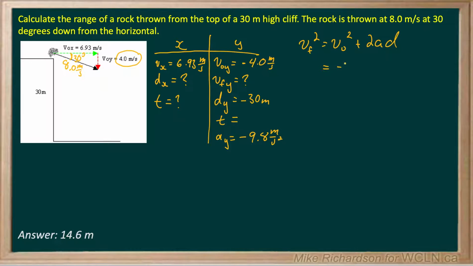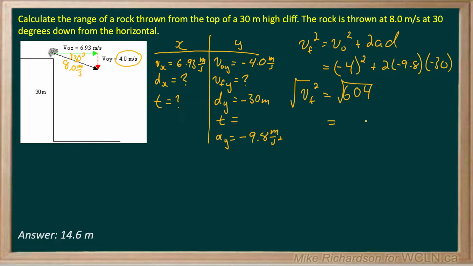So v initial was -4. I've got to square it, so the negatives don't really matter in that case. My acceleration was -9.8. My displacement was -30. So when I crank out the right-hand side, it becomes 604 is equal to v final squared. So the only thing left is to square root both sides, and I get a final velocity of 24.6 meters per second. Now remember, when you square root anything, it's plus or minus.